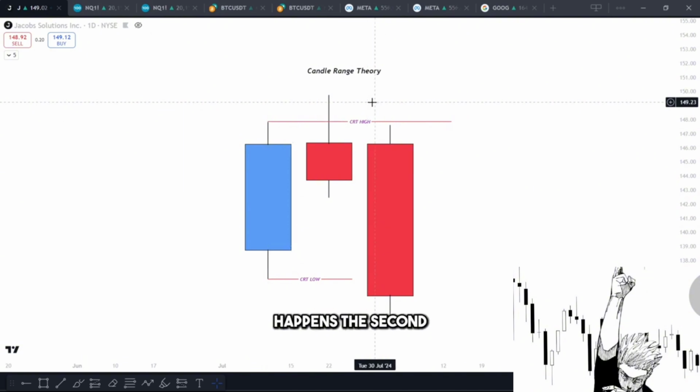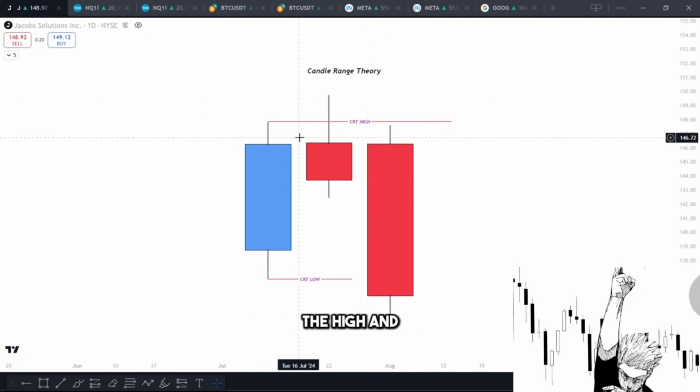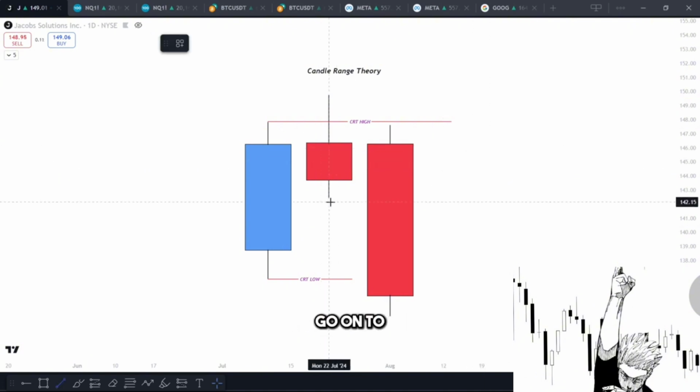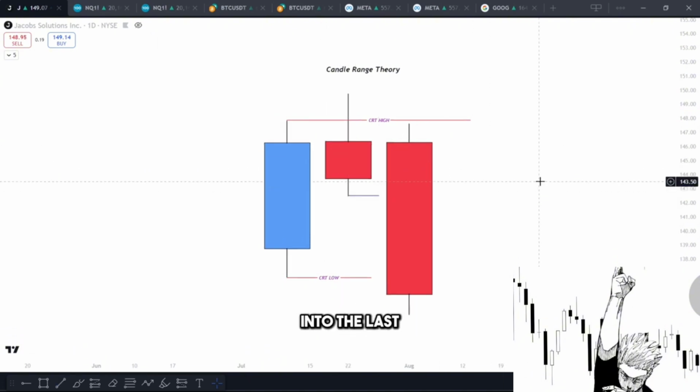Now if this happens, the second step of the candle range theory is done. If price does not close below the high, then the second step is not there and this setup will not work. So after we have the first candle and the second candle takes out the high of that candle, we're going to move on right into the third step. Now go on to the second candle and draw a line at the low of this candle. Now let's get into the last step of this concept.